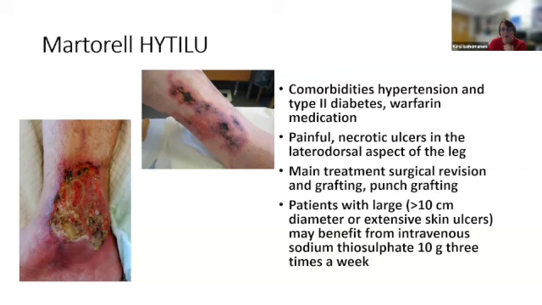they do not heal from the first skin grafting. They might need several skin grafts, and it takes very much resources and is very costly as well. So we have in clinical practice, even if there is no evidence, we have found benefit of this intravenous sodium thiosulfate that is also used in calciphylaxis, but this is a smaller dose with Martorells.